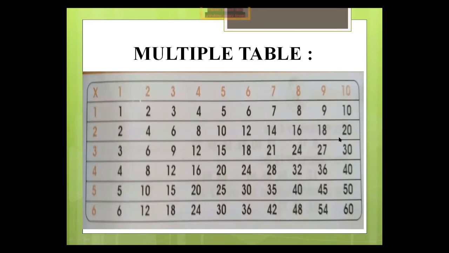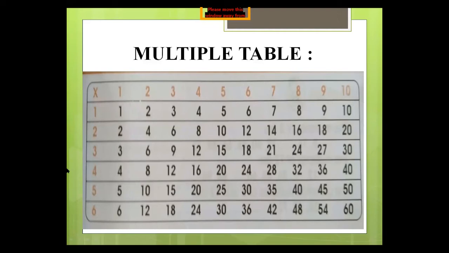So how did we form this table, or how do we make this multiplication table? The numbers we have to find, we just write over here and here. Now, firstly, we find the multiples of 1. If we multiply 1 into 1, the answer is 1. 1 into 2, the answer is 2. 1 into 3, the answer is 3. 1 into 4 is 4, 1 into 5 is 5, 1 into 6 is 6, 1 into 7 is 7, 1 into 8 is 8, 1 into 9 is 9. Similarly, 1 into 10 is equal to 10.